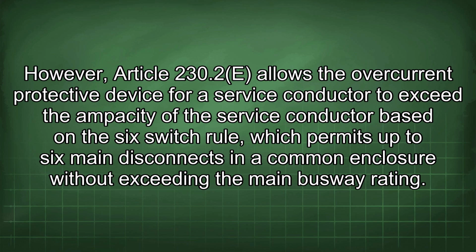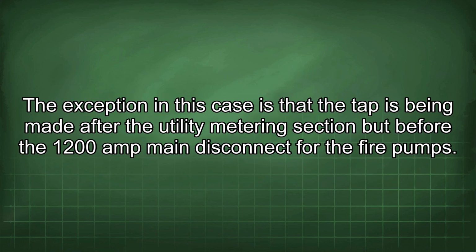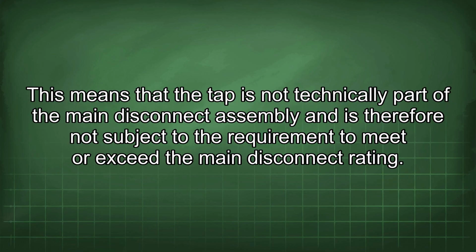busway rating. The exception in this case is that the tap is being made after the utility metering section but before the 1200 amp main disconnect for the fire pumps. This means that the tap is not technically part of the main disconnect assembly and is therefore not subject to the requirement to meet or exceed the main disconnect rating.